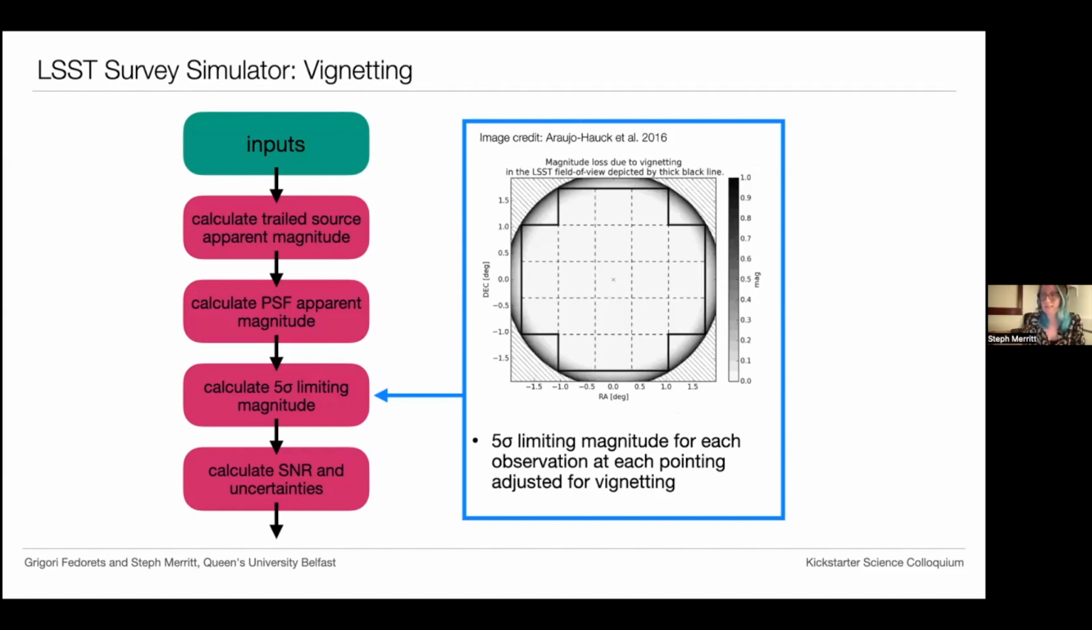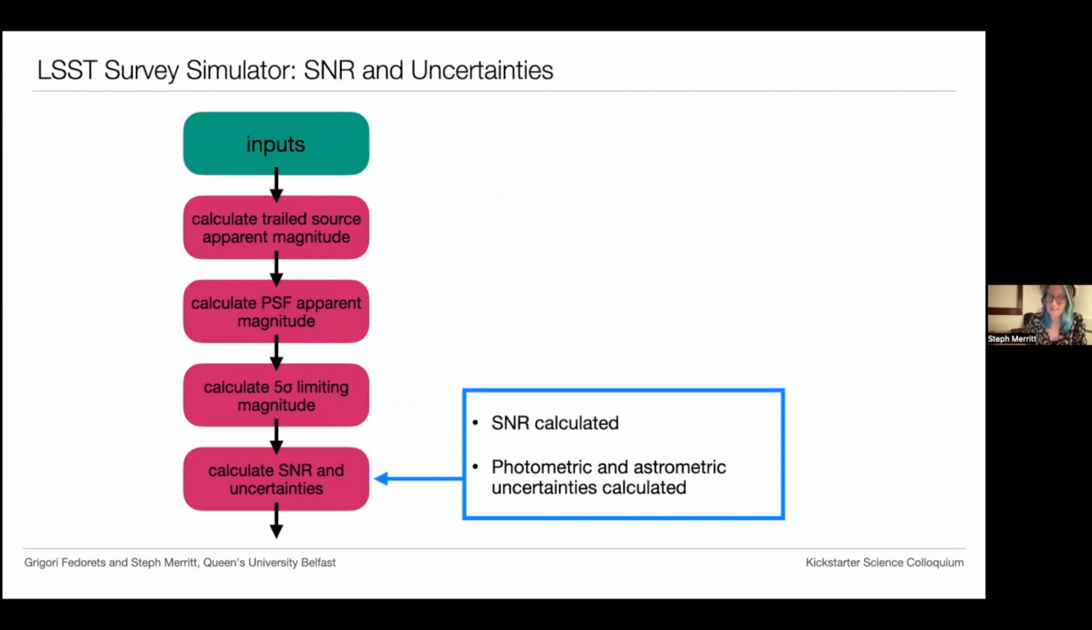The 5 sigma limiting magnitude at each point is then adjusted for vignetting, so the darkening of the field of view at the edges caused by the optics. Next slide. The signal to noise is calculated then along with the photometric and astrometric uncertainties. And then we move on to the filters. So next slide again.